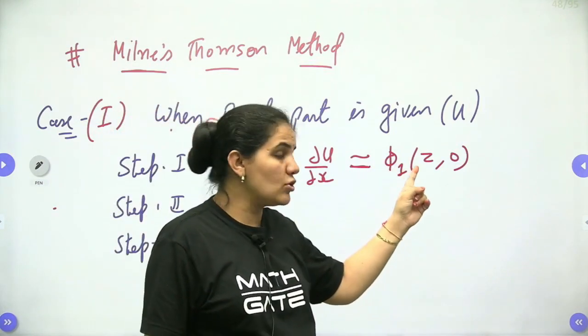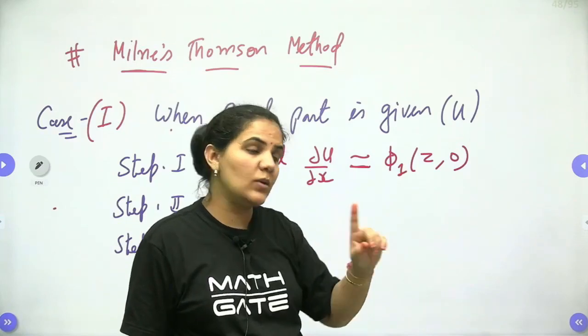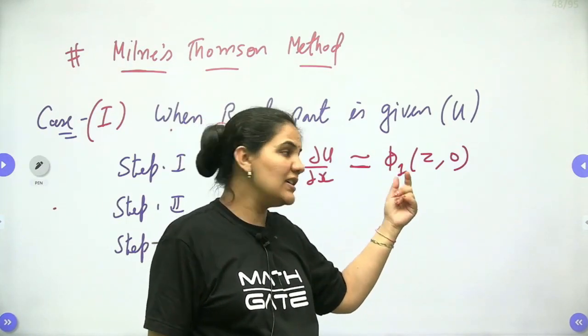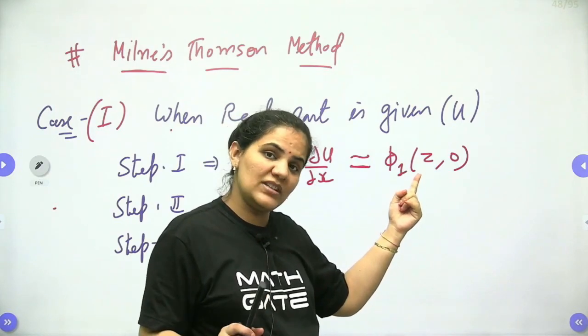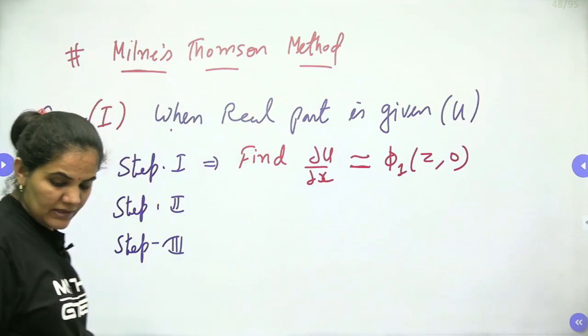(z,0) means at the place of x you will put z, at the place of y you will put 0. Just remember one thing here, φ1(z,0), it means φ1 is the function only, right? At the place of x you will put z, at the place of y you will put 0. So this is step number 1, right?